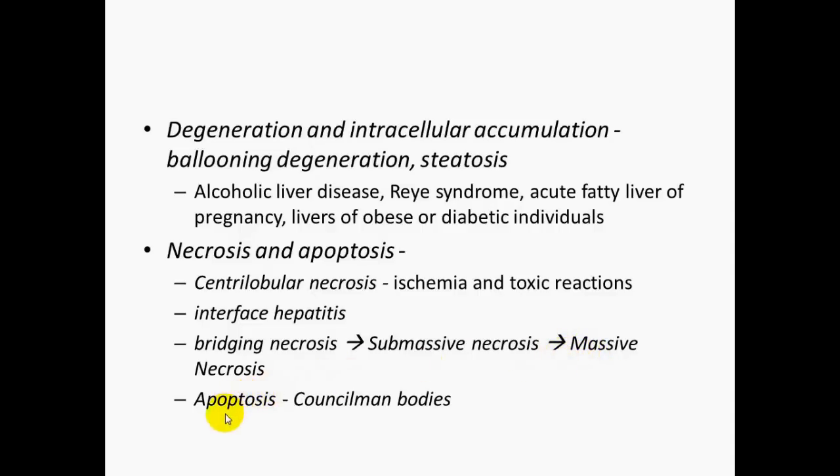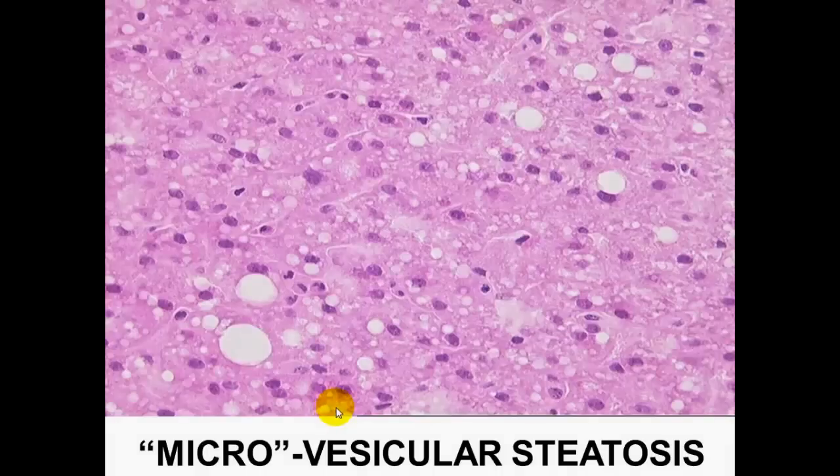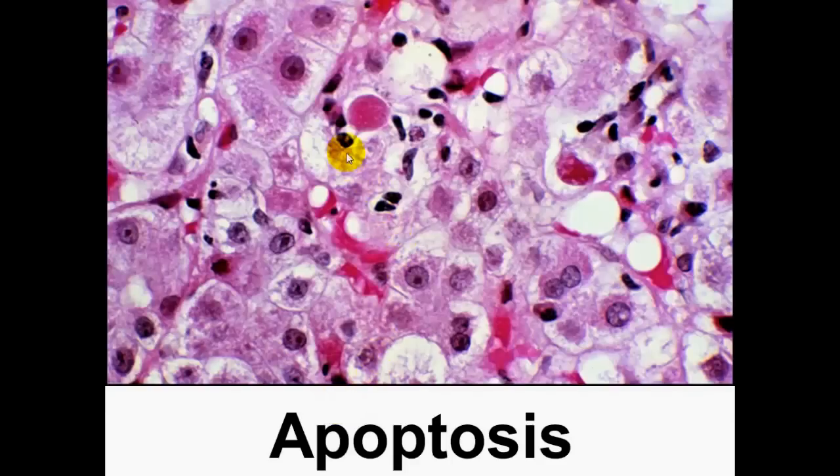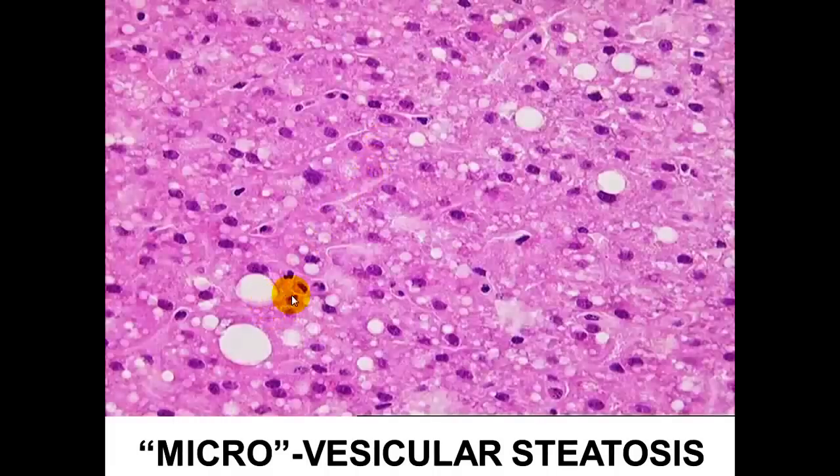And if it is apoptosis, you will see these pink, round, highly eosinophilic bodies, which are called the Councilman bodies. These are the Councilman bodies. This is how they look. This is a microvesicular type of steatosis.